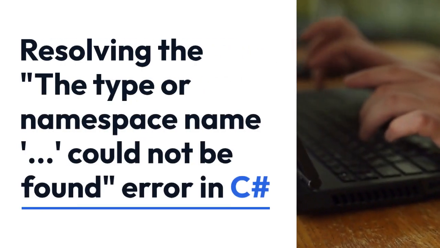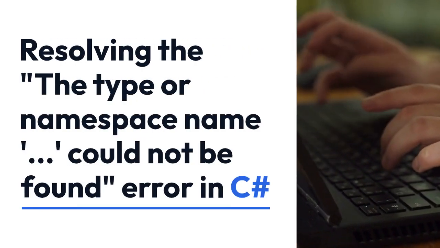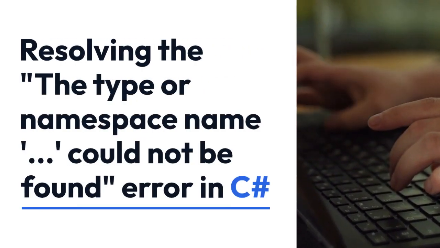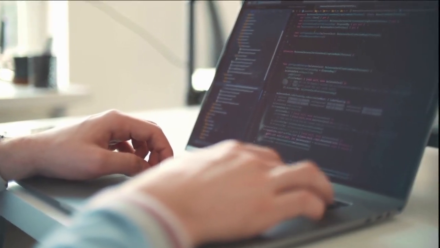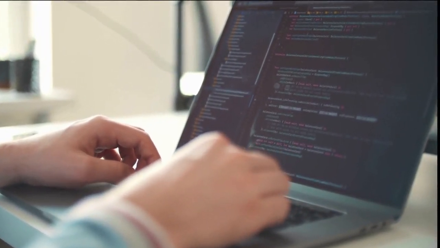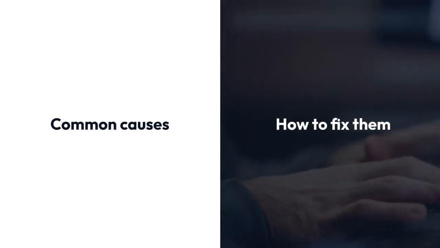We're explaining how to resolve the "type or namespace name could not be found" error in C++. This frustrating error means your C# code can't find a class, interface, or namespace it needs. Let's break down the common causes and how to fix them.